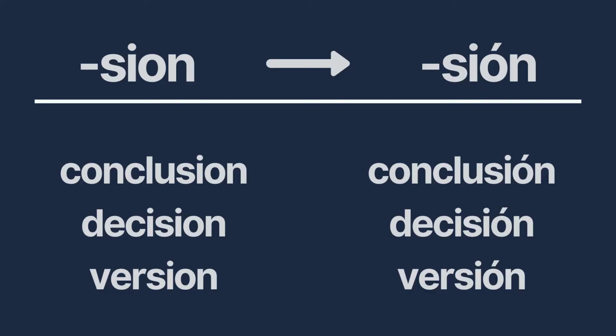Group number 11, words that end sion in English end exactly the same in Spanish, but with an accent mark over the O to mark that the last syllable is the one that's stressed. Here's three examples. Conclusion, conclusión. Decision, decisión. Version, versión.